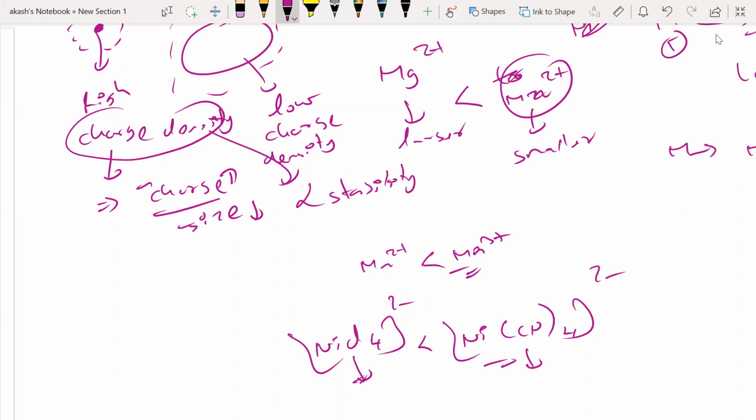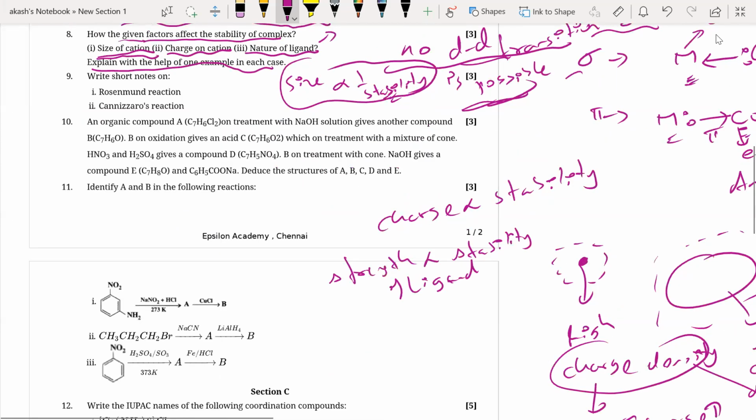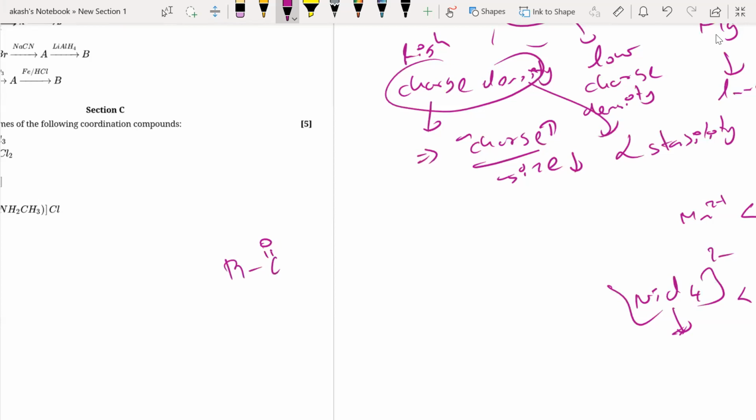Okay. Next. Write short notes on Rosenmund reduction. What happens in Rosenmund reduction? Acyl chloride reacts with hydrogen in the presence of palladium catalyst and barium sulfate.